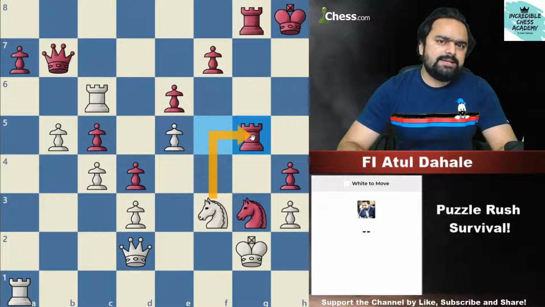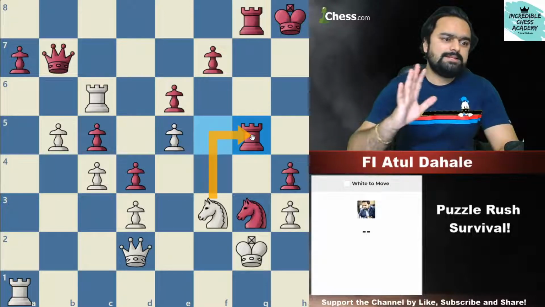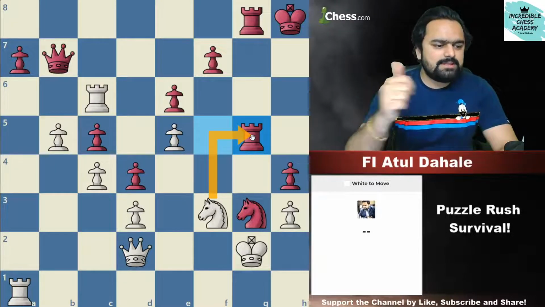So this one looks very easy. CCT technique we need to apply. CCT means check, capture and threat, nothing else.